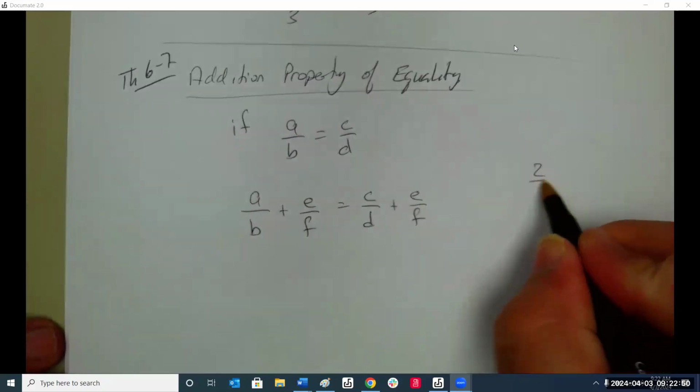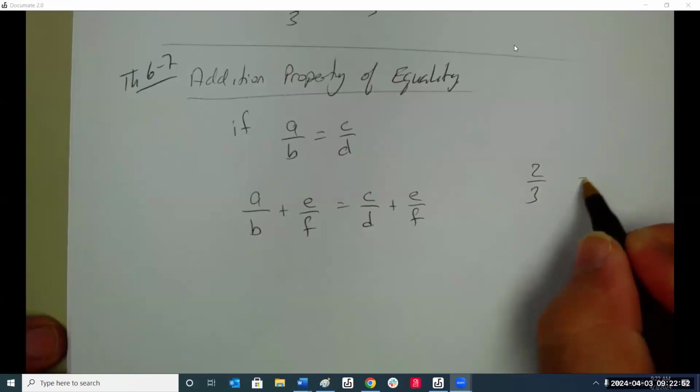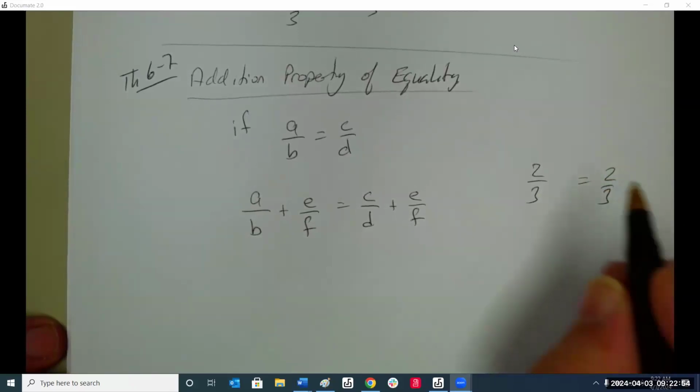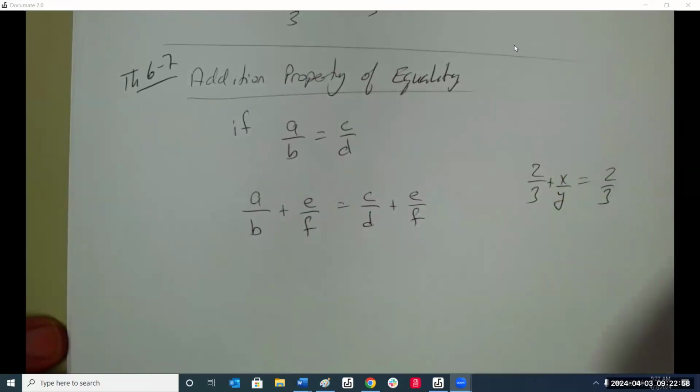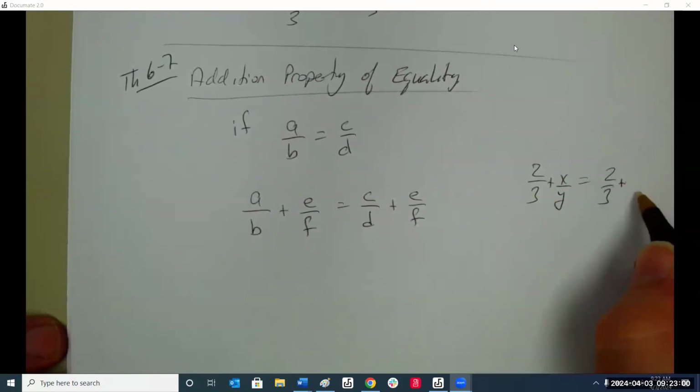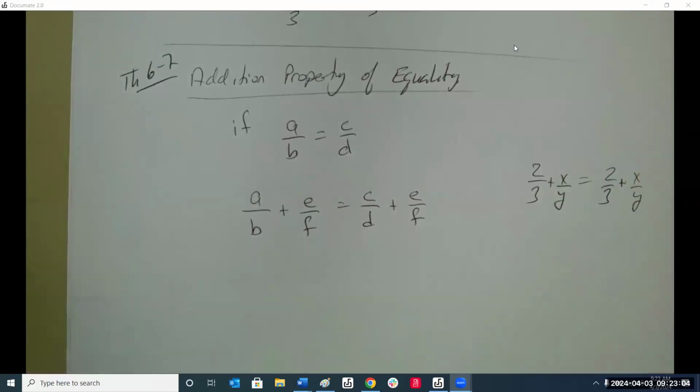So if I had two-thirds and that equals two-thirds, and I add x over y here, what do I have to add over here to make it the same? That's all it tells you: if two fractions are equal, and I add or subtract anything to both sides, that's going to be the same answer. And the subtraction of those numbers is the same thing.